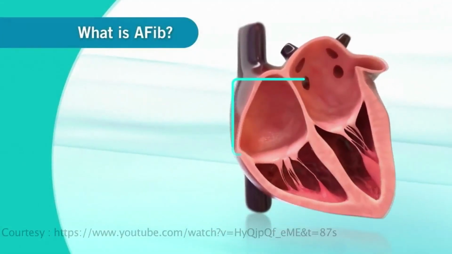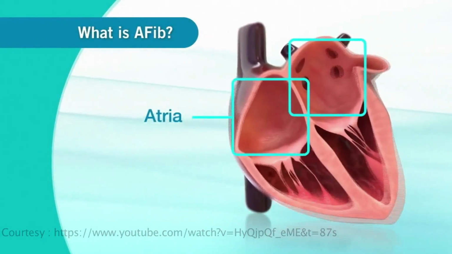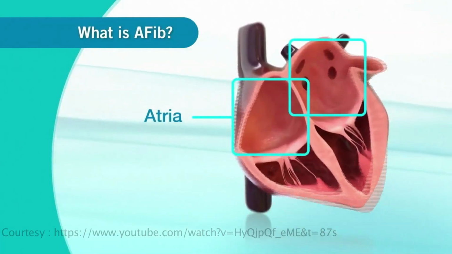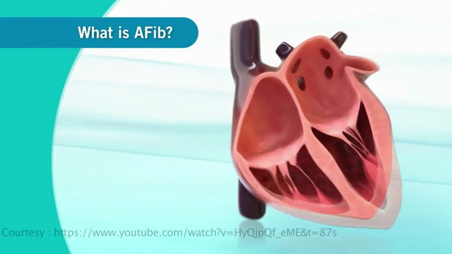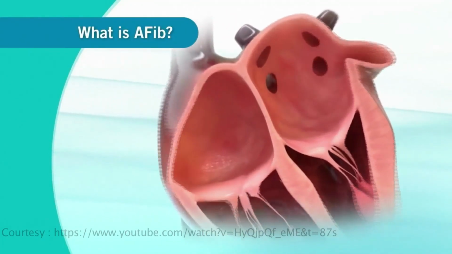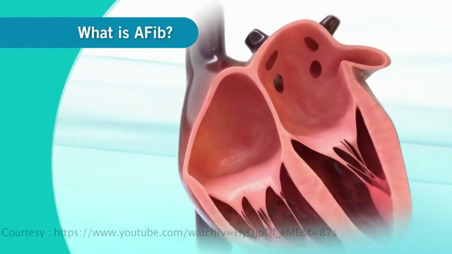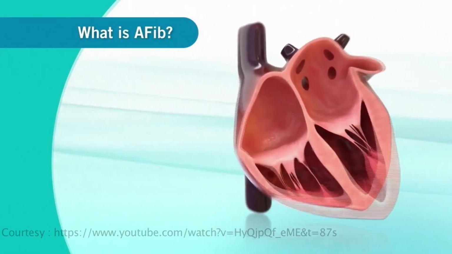In AFib, the top 2 chambers of the heart, or atria, beat very fast and in an irregular pattern that is out of rhythm. Notice how the atria appear to quiver and are uncoordinated. Due to this irregular pattern, the atria do not coordinate with the ventricles, and the heart is out of rhythm.